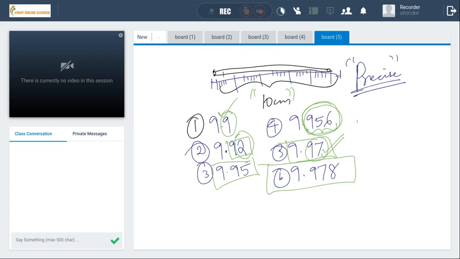So, now, next one, you got 9.978. So, the most precise value will be this. So, what is actually a precise value? As the number of decimal places increases, you get more precise value. So, for precision, you have to look at the decimal places. Okay, so this was easy.